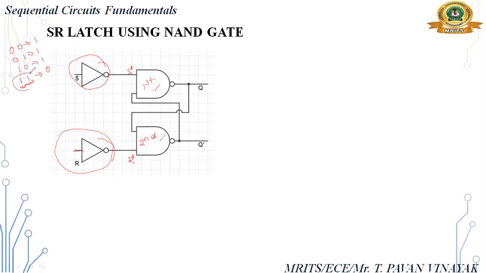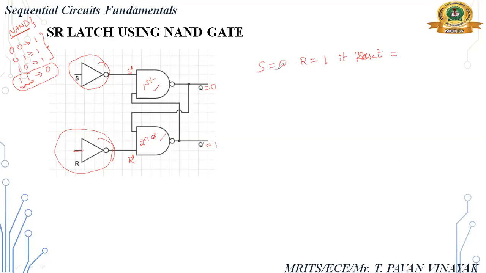When both inputs are 1, output is 0. Remaining all are 1s. This is the NAND gate truth table. The functional operation is same as previous. When S is equal to 0, R is equal to 1, it is reset. Means Q is 0, Q bar is 1.